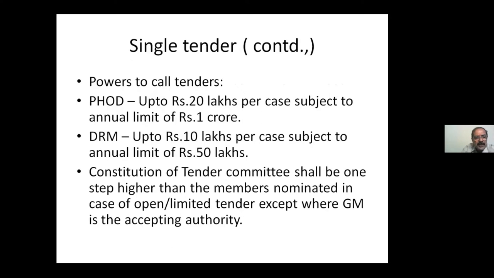Other than CAO, PCME and PCE, PCW, they are having powers to call single tender only up to 20 lakhs per case and maximum limit is 1 crore. And DRM ka powers hai khali 10 lakhs per case and annual limit is only 50 lakhs. Okay. Then constitution of tender committee, ye ek level jyada hota hai.